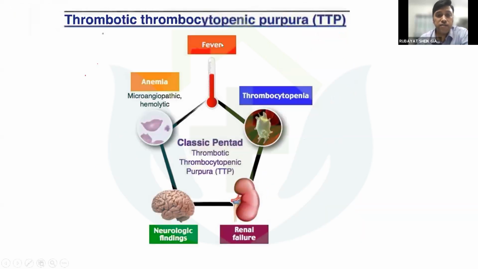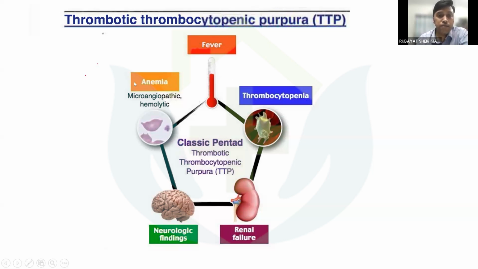So as a result, you have a classical pentad of symptoms: fever, thrombocytopenia, clogging clots causing thrombocytopenia, and the RBCs, as they pass through the clogged vessels, they get hemolyzed. This is called microangiopathic hemolytic anemia. And you get typically broken RBCs called schistocytes.